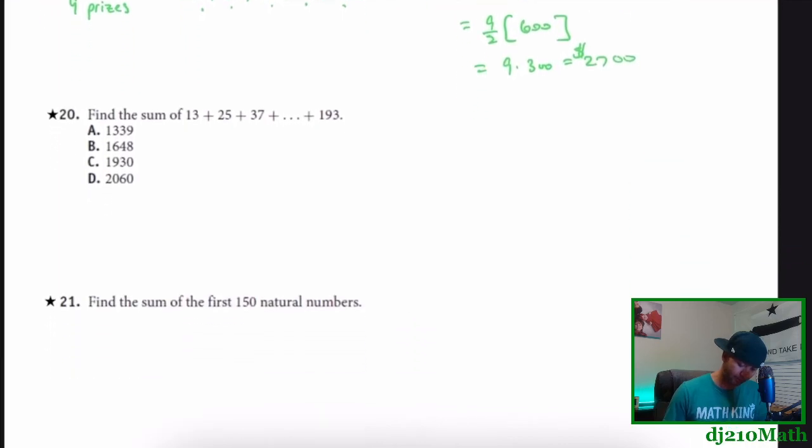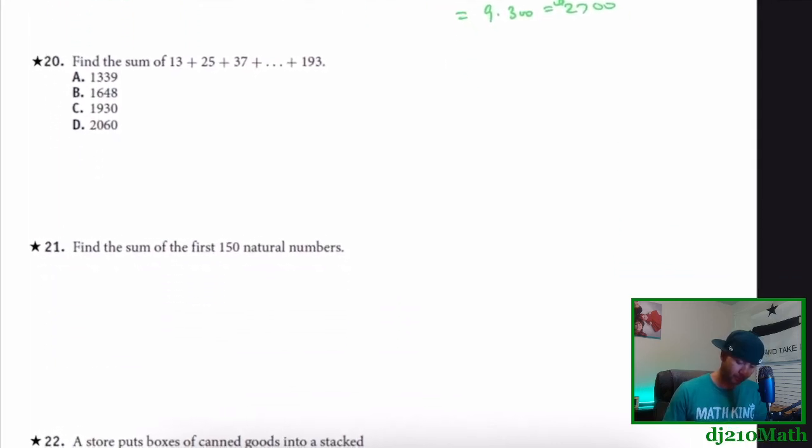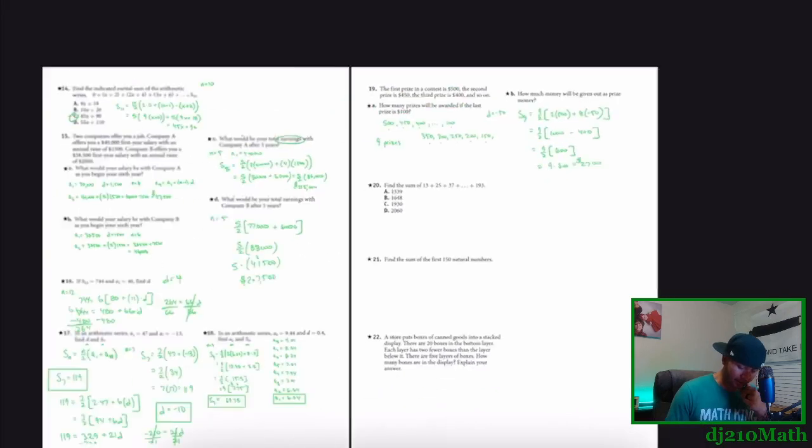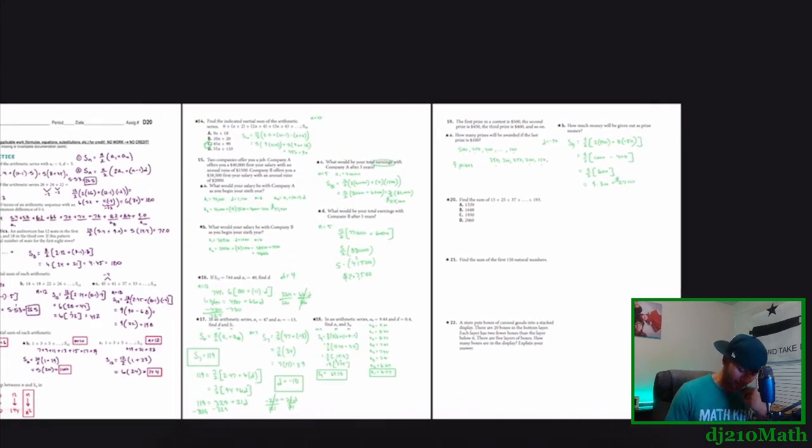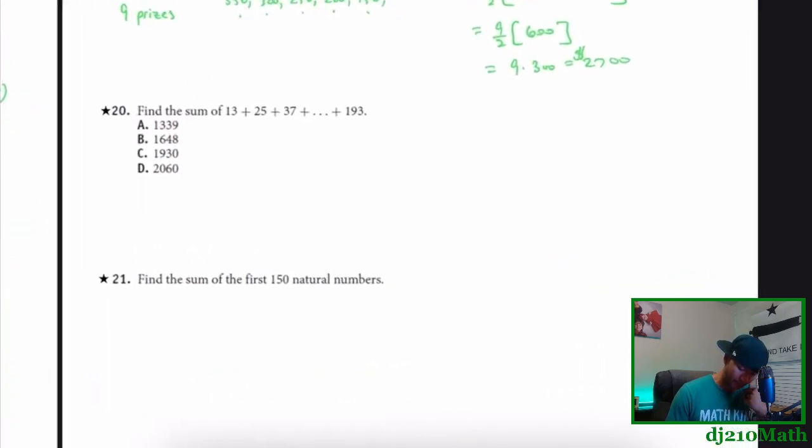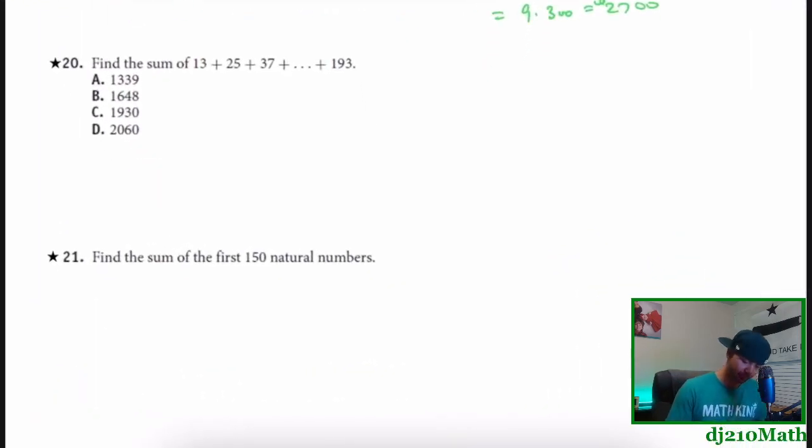Okay. Find the sum of these. Okay, so I think here we'll use the fact that a sub n in a sequence is a sub 1 plus n minus 1 times the common difference.